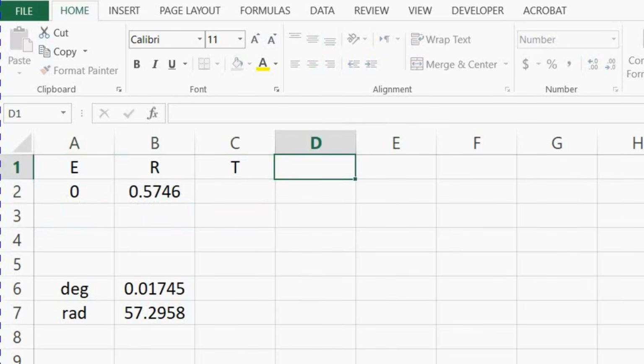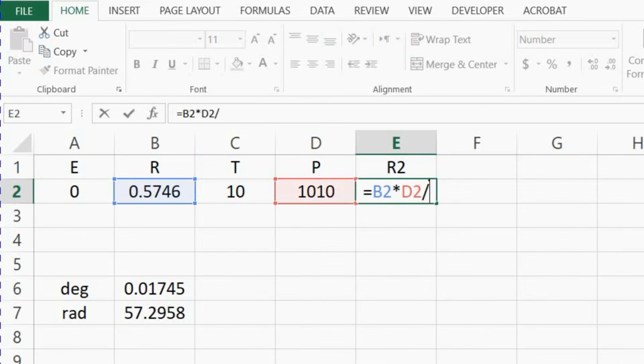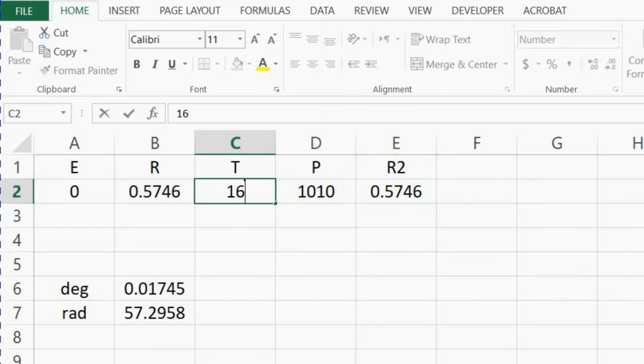Refraction also depends on temperature and pressure. These values assume the temperature to be 10 degrees Celsius and the atmospheric pressure to be 1010 millibar. If the temperature or pressure is different, we can correct the refraction by multiplying by P over 1010 multiplied by 283 over 273 plus T, where P is the pressure in millibar and T is the temperature in Celsius.